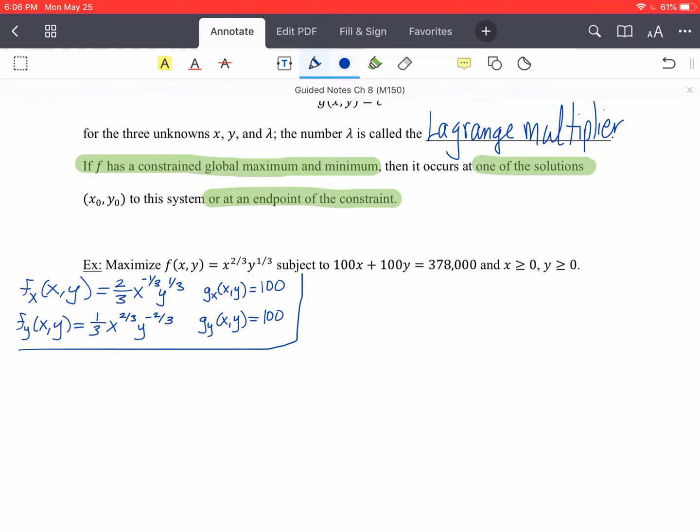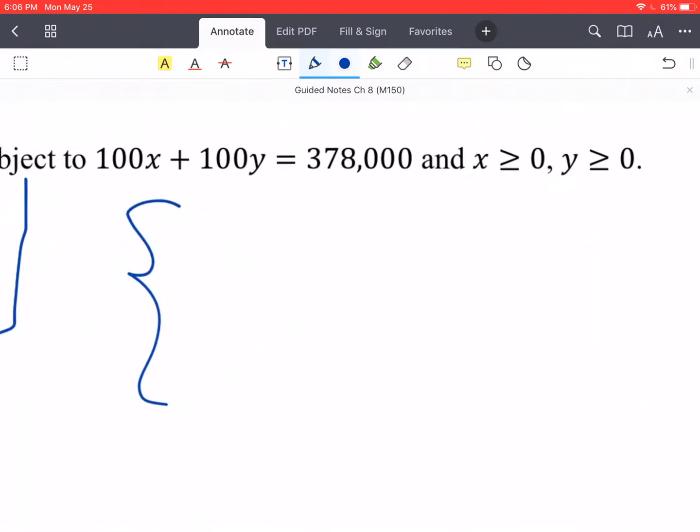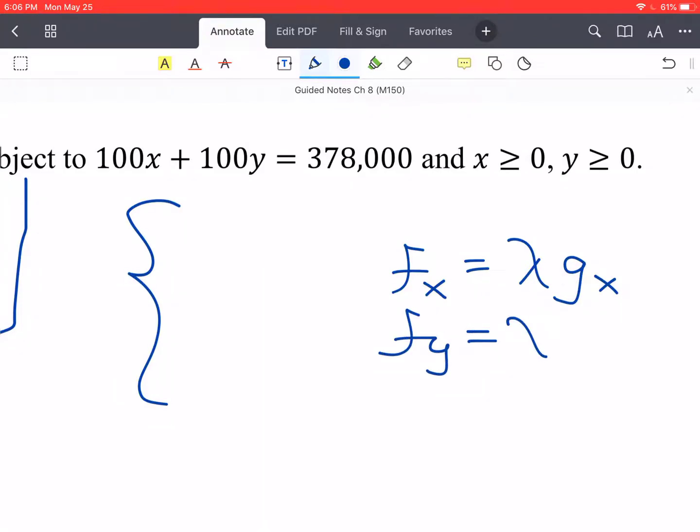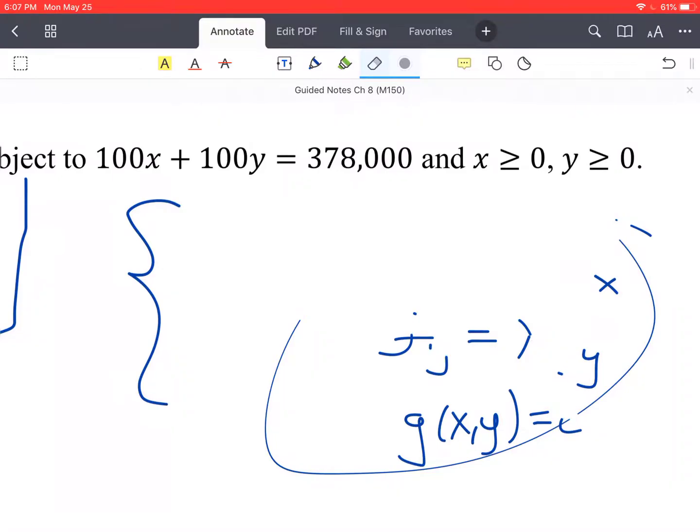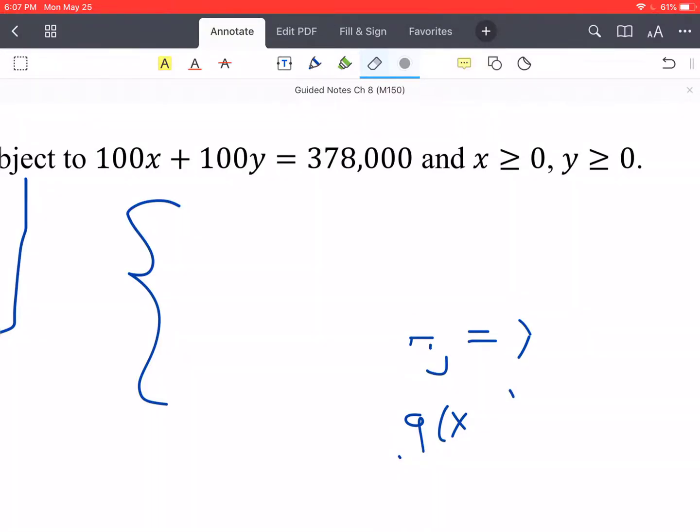So let's go ahead and set up our system of 3 equations. So remember, we have fx equals lambda gx, we have fy equals lambda gy, and we have g of xy equals c, right? Just whatever the constraint is. So those are the 3 that we're working with here. So let's go ahead and just set those up because we have fx, fy, gx, gy, and the constraint.